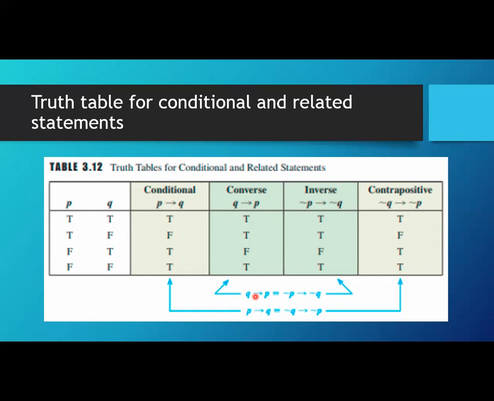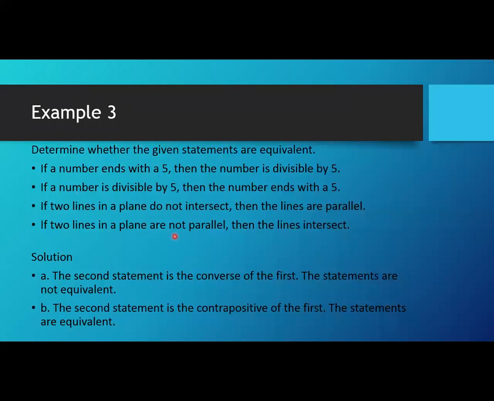And we know the equivalent of the converse is the inverse. Since the first statement is the conditional and the second statement is the converse of the conditional, the two statements are not equivalent. They are not equivalent because one is the conditional and the other is the converse. The next one: if two lines in a plane do not intersect, then the lines are parallel.